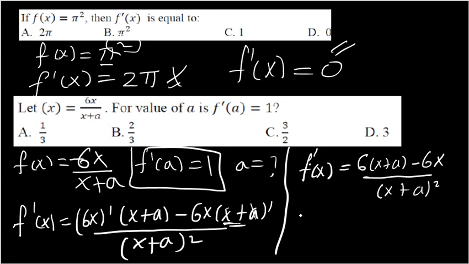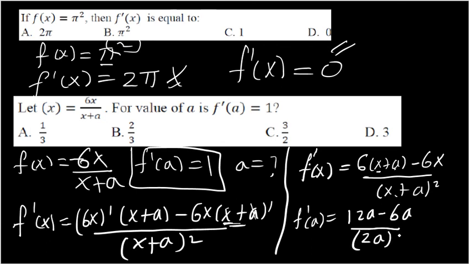Then at this point, we can substitute f derivative at a. When you insert a here, a plus a will be 2a. Then 2a times 6 will be 12a, minus 6a, again there. We substituted. The whole over, again, a plus a will be 2a, the whole square, which is equal to 1. Okay, let us go to the next page.